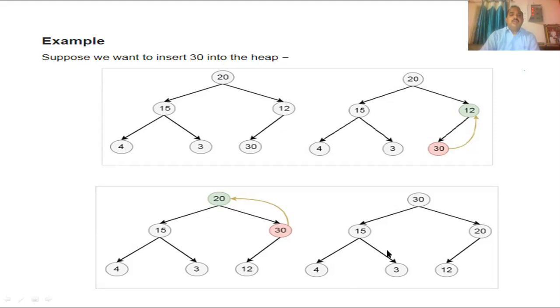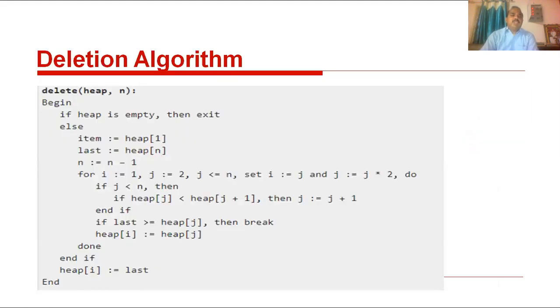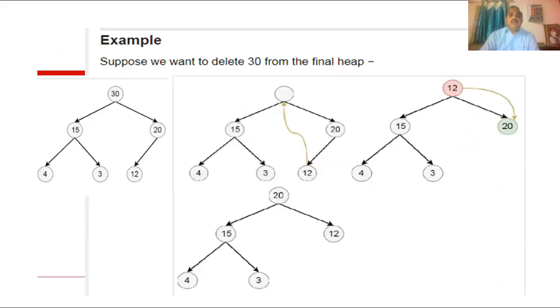Okay. So that is how to insert an element into the max heap. Then this is an algorithm for deletion. Which element do we want to delete from the max heap? For example, I want to remove 30. Here, take the leaf node and replace the root node, which is 30, with it. Here 12 is there. Next, 12 and 20 are compared. If the leaf node is greater than the root node, then swap it. This is 20 and this is 12. This is the final result.